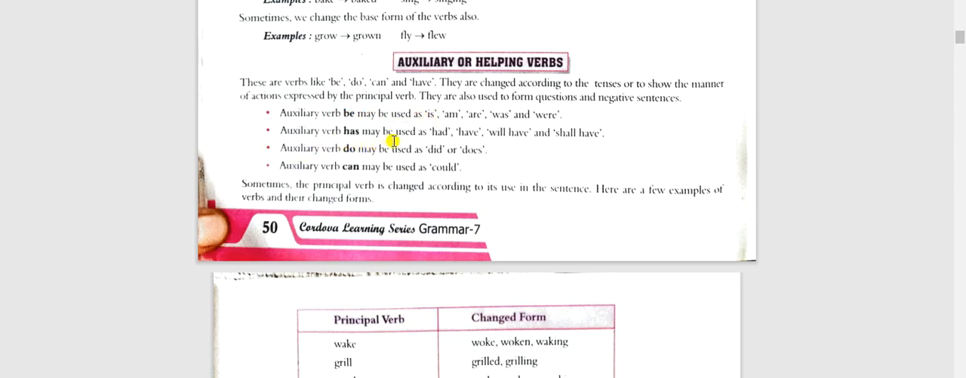Now, the verb has: how many forms of has? The verb has, have. It has had, it has have, it has will have, it has shall have, right?